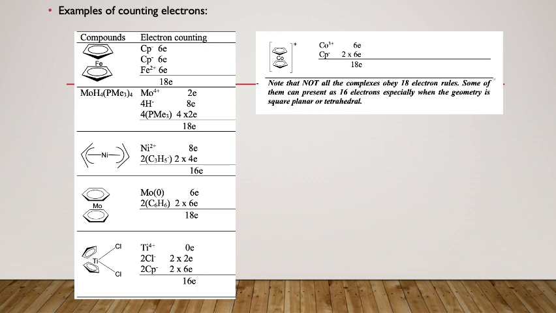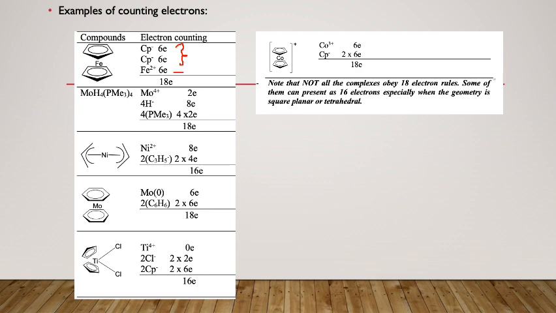These are the examples of how to count the electrons. If you look at these compounds, which is the dicyclopentadienyl ferrum ion complex, where Cp, if you look at the previous table, has 6 electrons each. So 6 plus 6 is 12, plus 6 electrons from Fe2+.